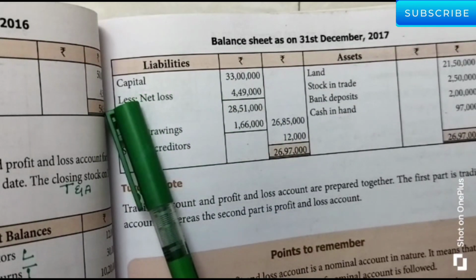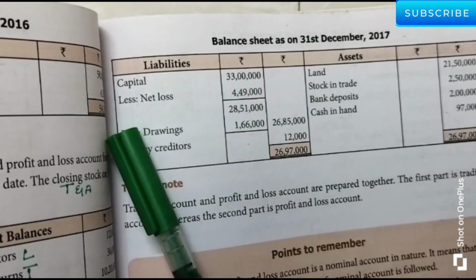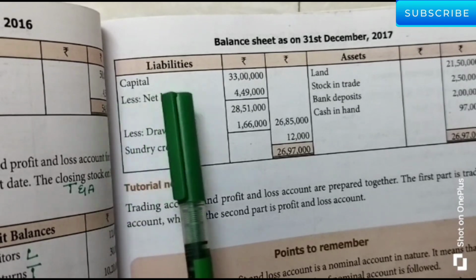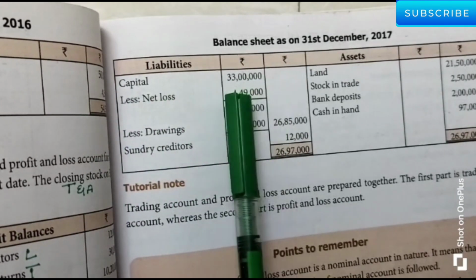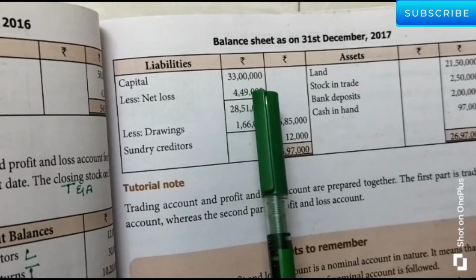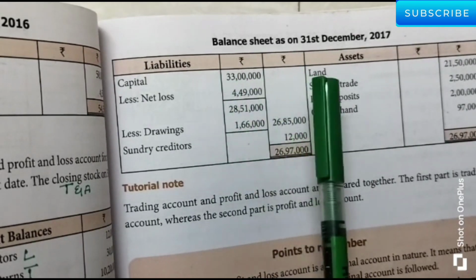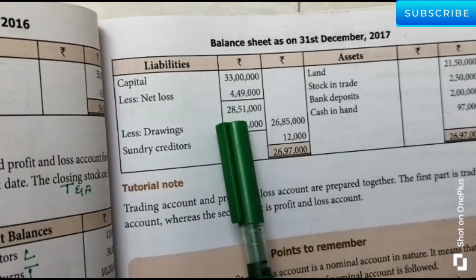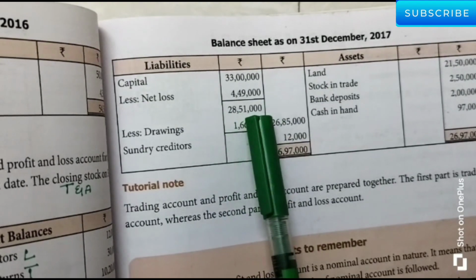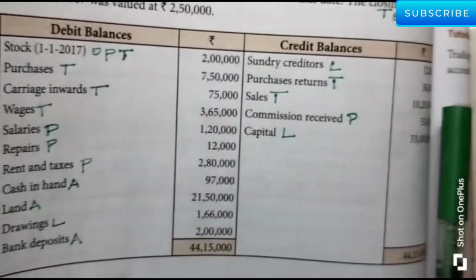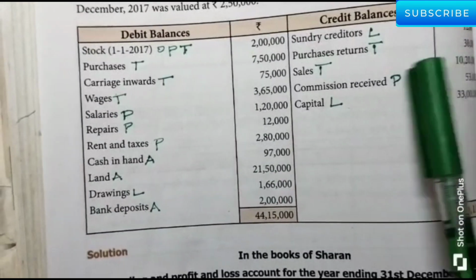Then you have to subtract the net loss from the capital. You have to write the heading "less". Less means minus net loss 4,49,000. You have to minus 4,49,000 from 33 lakhs. You will get how much rupees? 28,51,000.